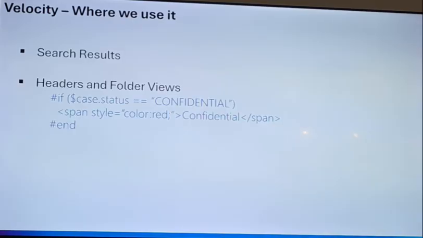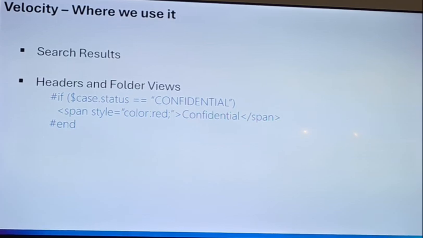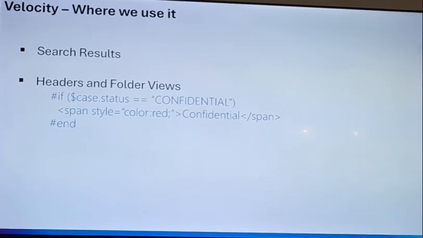This is an example of some stuff that you might want to put into your header. I'm doing a check: if the case status is confidential, then I want to apply some HTML which says the word confidential. Span is my little HTML tag that says here's a short sentence. I'm applying some style, which is color red. You don't have to worry about the HTML, that's easy to look up. Then I'm using the word confidential and closing my span. Then I'm ending my if statement with a hashtag. So if you put this in your header, every time somebody looks at a case, it's going to look at the case status field. If it's equal to confidential, I'm going to display the little red confidential word.